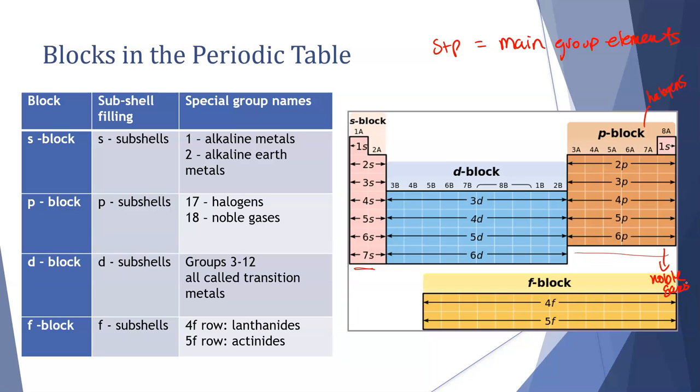And then for group 1, we have our alkali metals and our alkaline earth metals. These are special groups that you should be familiar with: the idea that group 17 is the halogens, group 18 is the noble gases, and where the lanthanides and actinides are located.